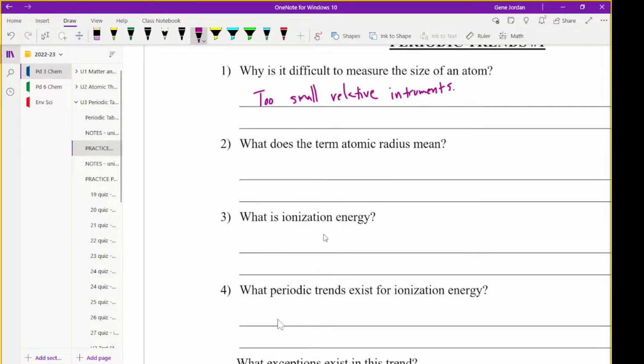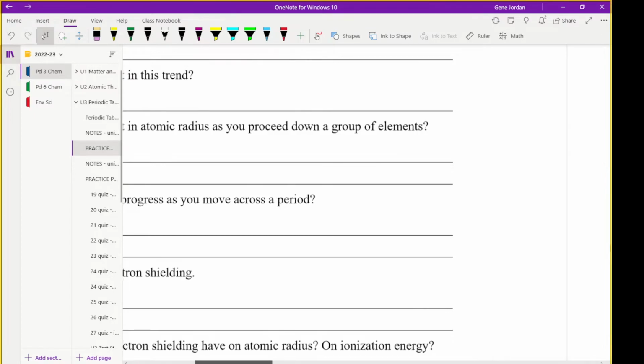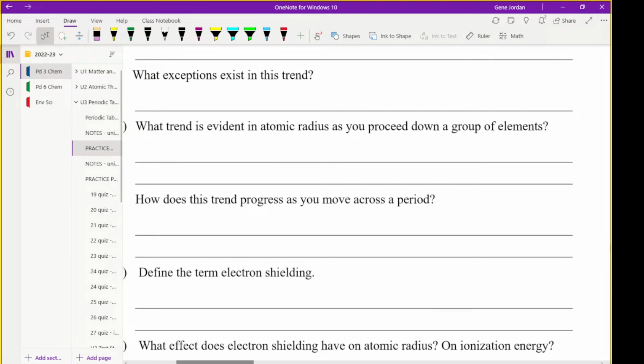What is ionization energy? It's the energy required to remove the first outermost electron. What trend is evident in atomic radius as you move down elements? All right, as you might have recalled, with each element as you move down a group, there's more shielding effects. The electrons are held less and less tightly. It increases atomic radius as you go down a group.